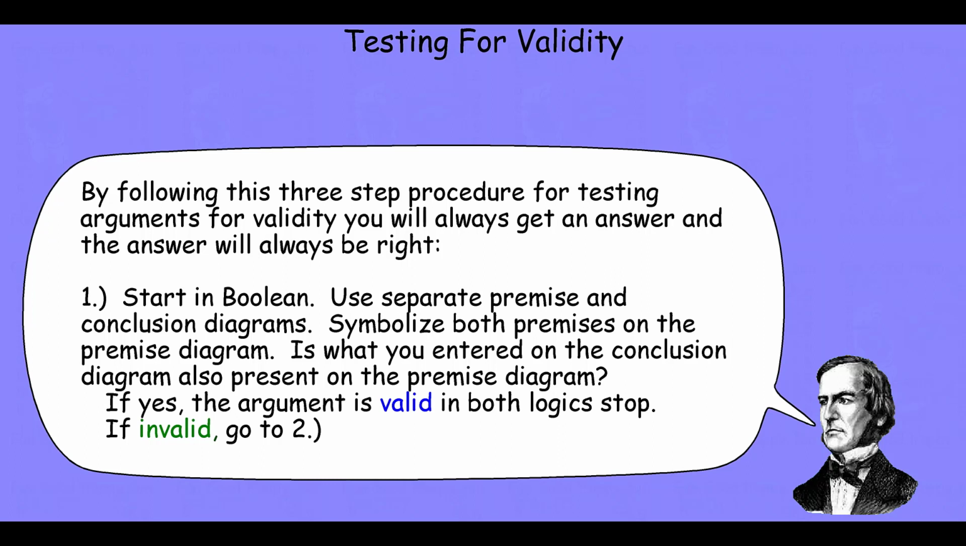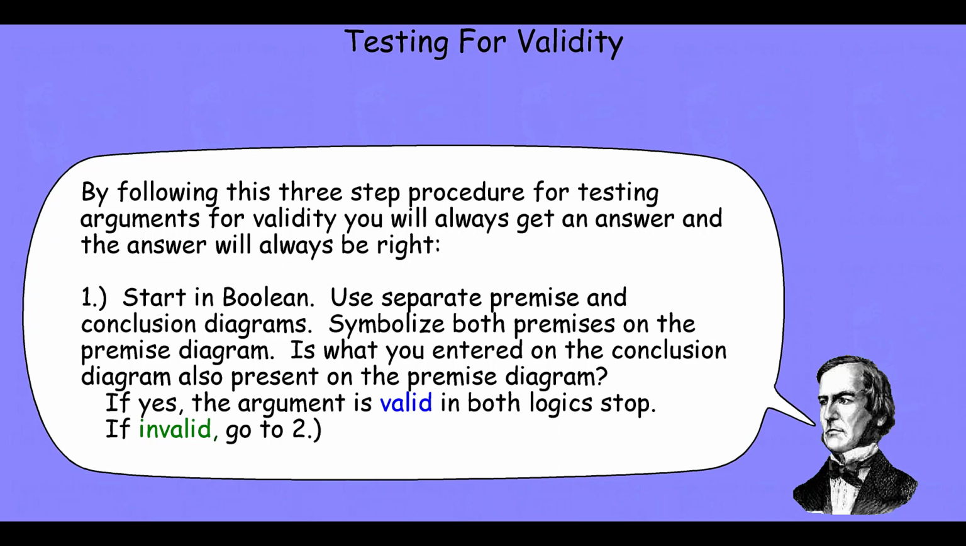You'll always start in Boolean logic. You'll have a separate premise diagram and a separate conclusion diagram. You're going to symbolize both of your premises on the premise diagram, and then what you need to make the conclusion true on the conclusion diagram. Then you want to compare these diagrams. Is what you entered on the conclusion diagram also present on the premise diagram? If your answer is yes, then the argument is valid. It's not just valid in Boolean logic, it's valid in both Boolean and Aristotelian logic.